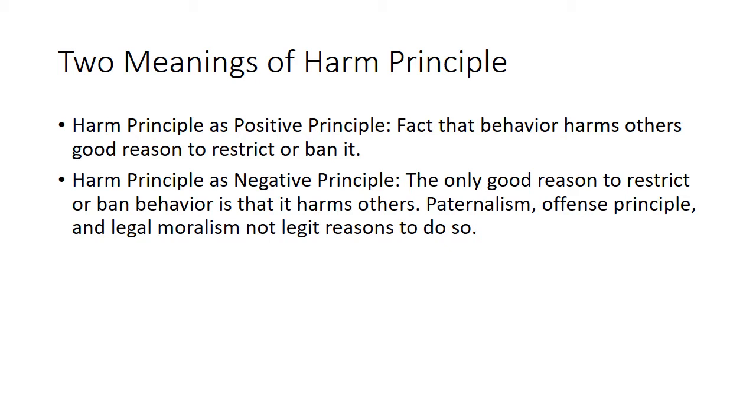Mill embraces this harm principle as a negative principle, so he thinks he has good arguments for why laws based on the offense principle, legal moralism, and paternalism are not going to create the most happiness. As a good utilitarian, he thinks only laws based on the harm principle will prevent more unhappiness than they create. Well, is he right about that? Let's see.